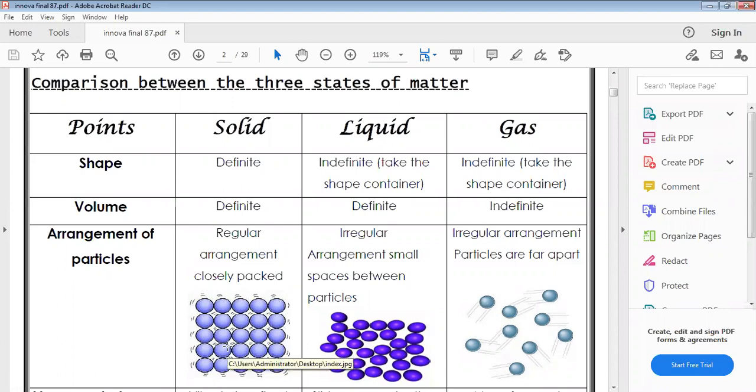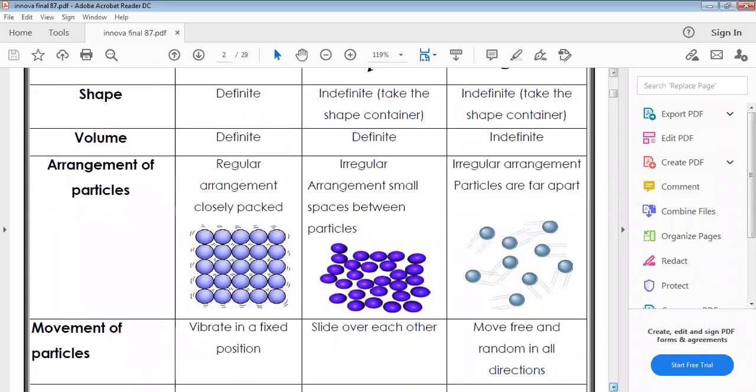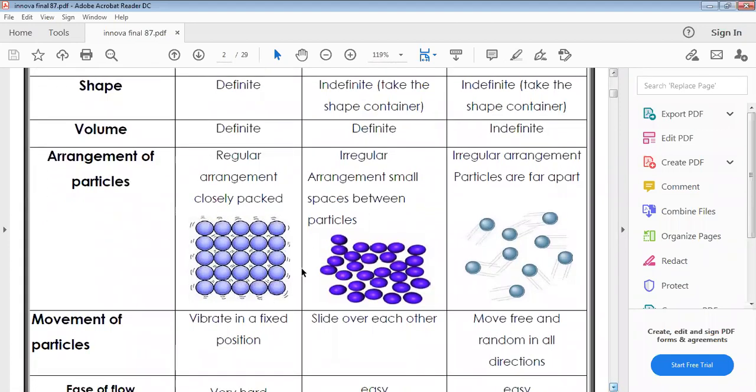This is very important. It comes up a lot in past paper questions, and a lot of students mix up the arrangement of the particles and the movement of the particles. Movement, the motion of the particles.